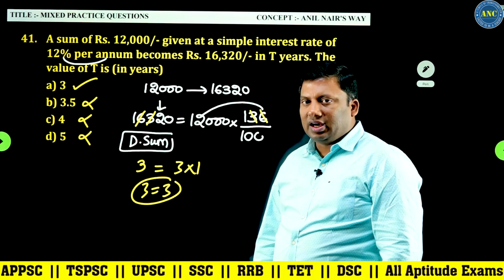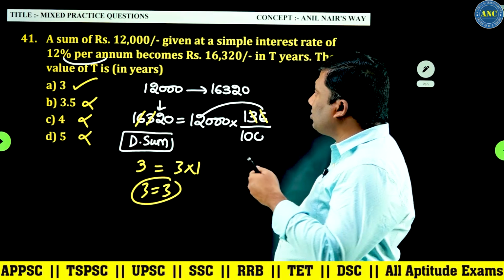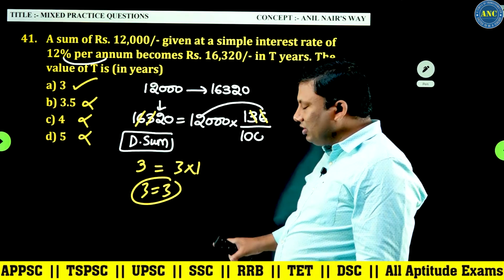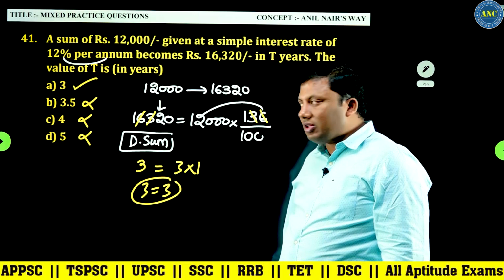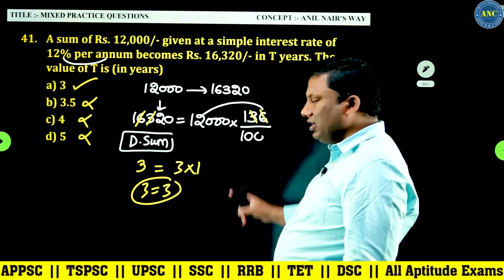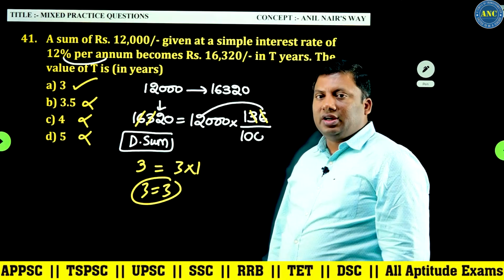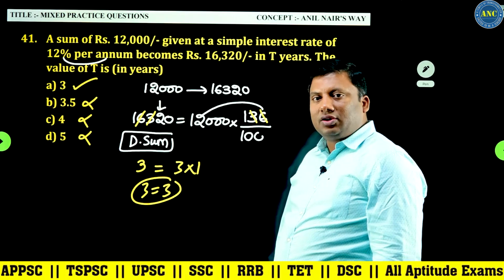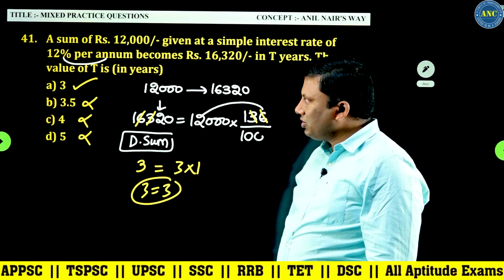Is the logic clear? 12,000 is becoming 16,320. Finally 16,320, initially 12,000. 12% per year, for 3 years 36%. So 12,000 into 136 by 100. So from there 3 is equivalent to 3. I hope the idea is very much clear.